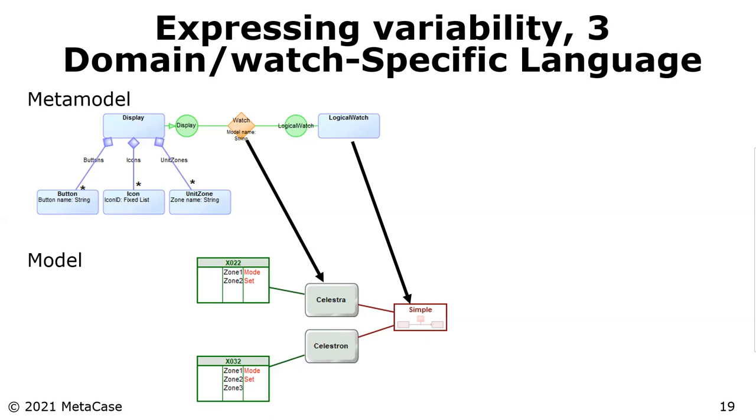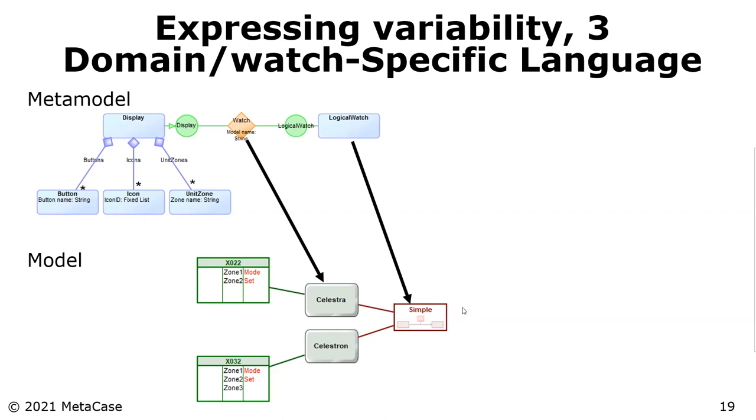And this is now more precise in respect to variation in the product line, that the meta model is instantiated as a modeling language, and the rule how the instantiation can be done is set here in the meta model. So if I want to add a watch, I also need to add one logical watch and one display. And this language now only deals with the variability that is most related to a display.